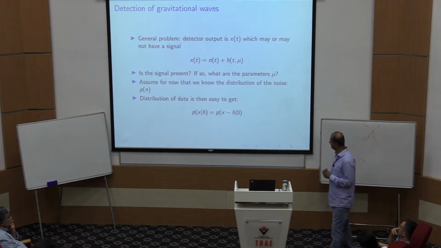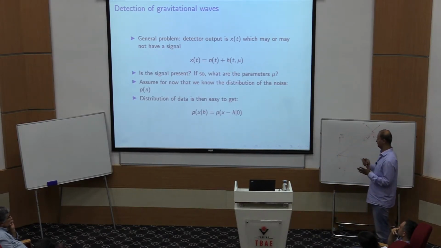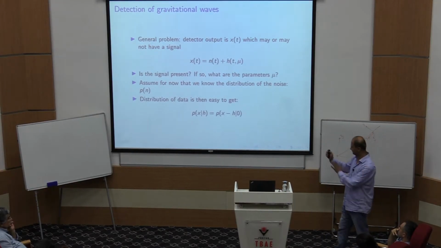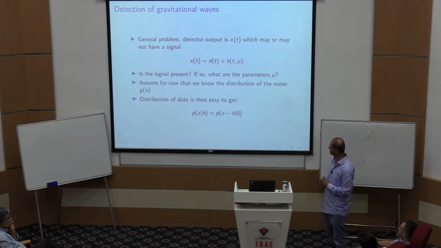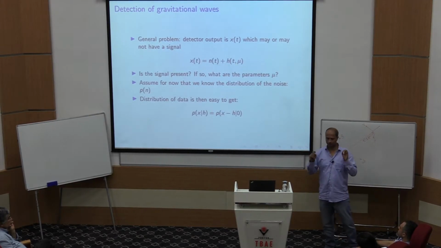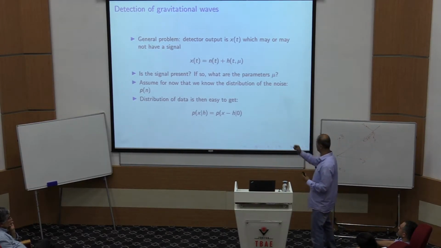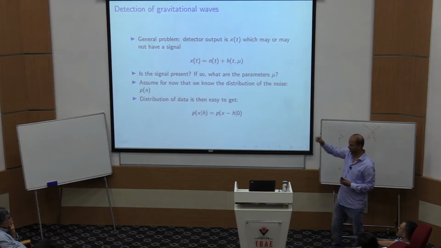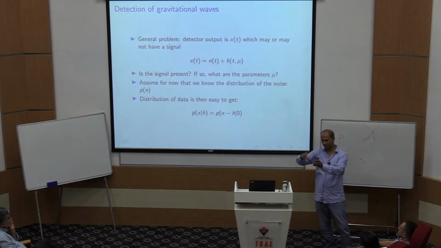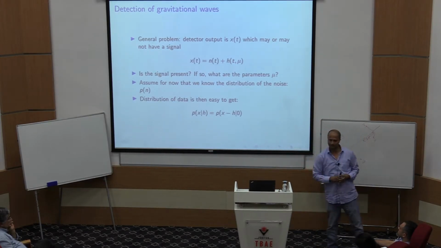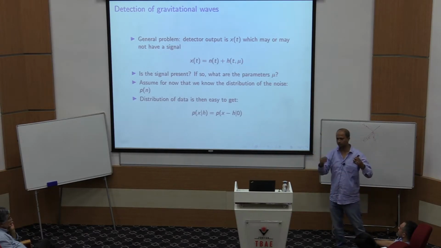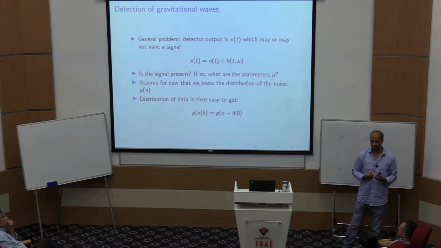And assume for the moment that we know the distribution of the noise. So I'll explain in a bit more detail what that means. But assume that you know the statistical properties of the noise. So that means in this case that if you sample this x of t at some discrete time intervals, you get some samples of the noise at these discrete time intervals. Assume that you know what the distribution is of the noise.